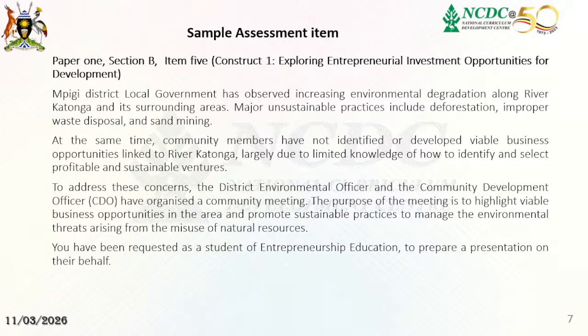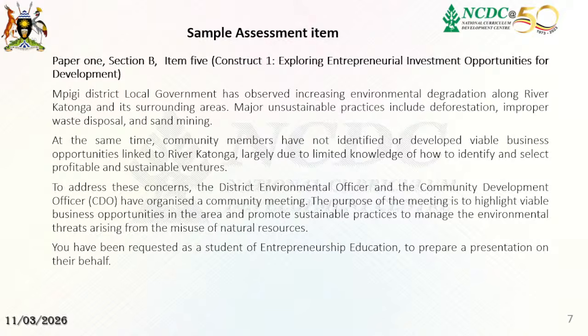Mpigi District Local Government has observed increasing environmental degradation along River Katonga and its surrounding areas. Major unsustainable practices include deforestation, improper waste disposal, and sand mining. At the same time, community members have not identified or developed viable business opportunities linked to River Katonga, largely due to limited knowledge of how to identify and select profitable and sustainable ventures.